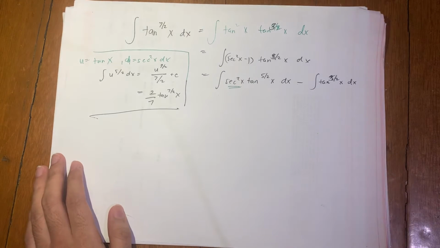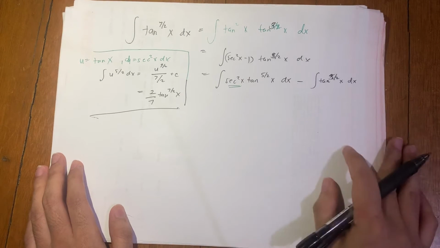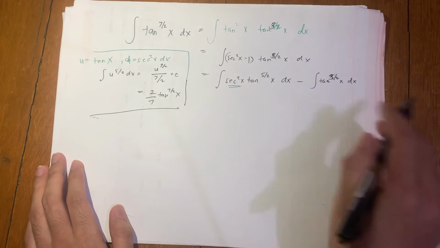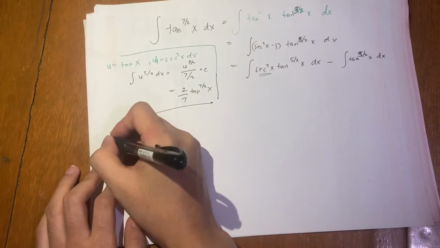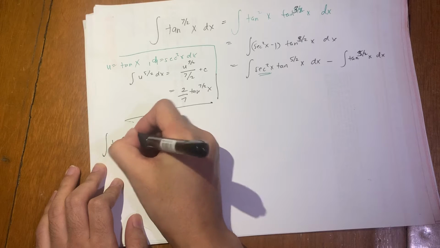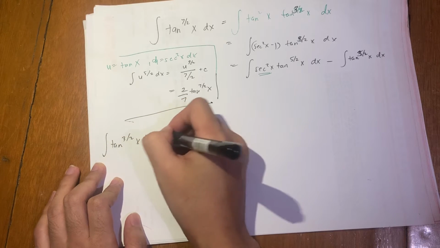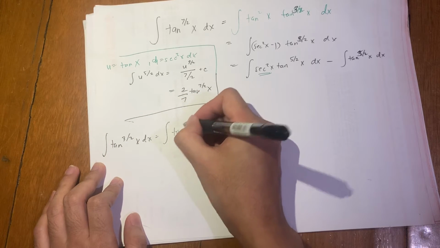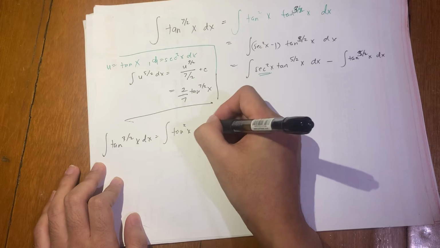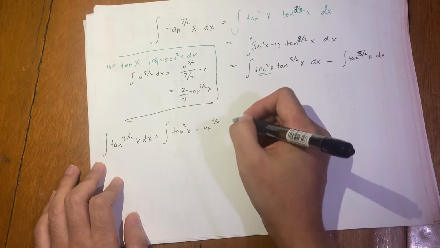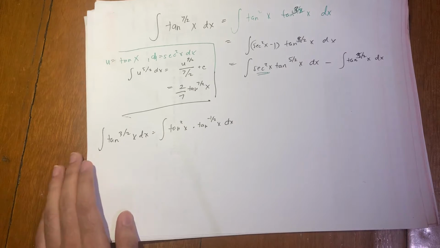Let's try to factor out the tangent squared again first, hoping that it looks nice again. So, moving on, the integral of tangent to the 3 halves x dx is equal to the integral of tangent squared x times tangent to the negative 1 half of x dx.